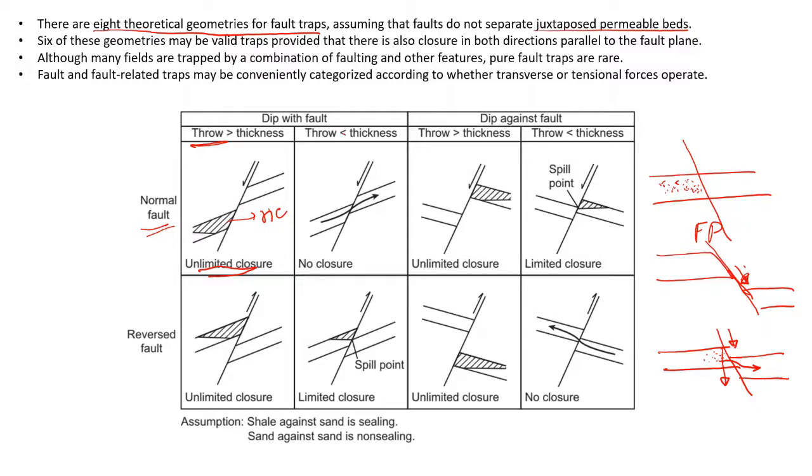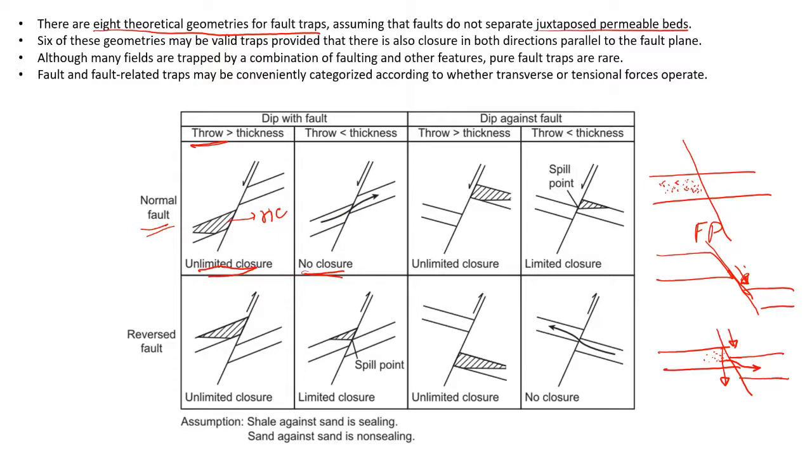But if the throw of the rock is less than the thickness, then there will be no closure and this oil may easily migrate. So that portion of the rock may remain connected. So there will be no closure at all.